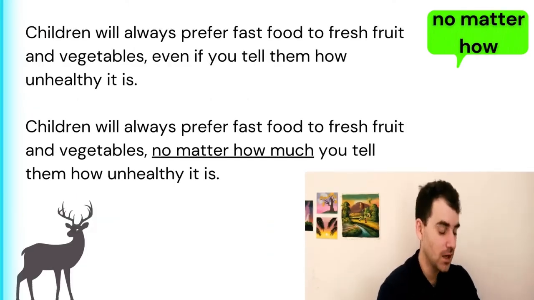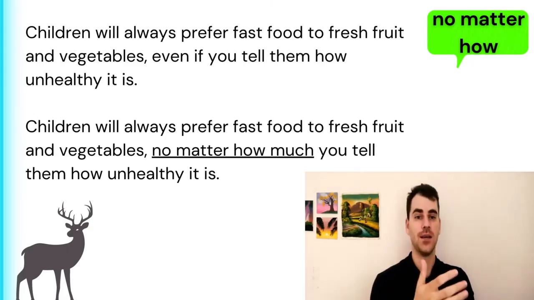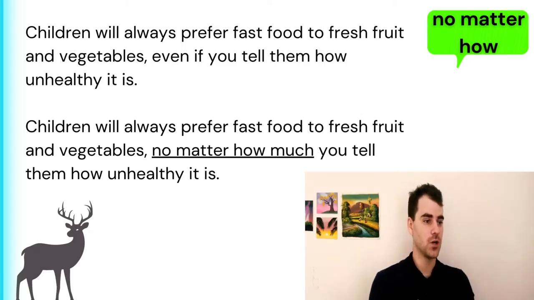No matter how. Here we usually have no matter how much, no matter how many. You can also have no matter how hard, no matter how soft. You can have an adjective too. But here we go. Children will always prefer fast food to fresh fruit and vegetables, even if you tell them how unhealthy it is. Children will always prefer fast food to fresh fruit and vegetables, no matter how much you tell them how unhealthy it is. Could also say, no matter how many times you tell them how unhealthy it is. No matter how much, no matter how many times.